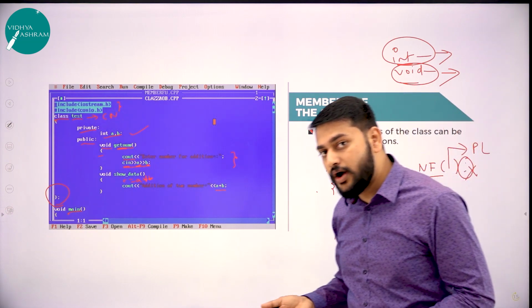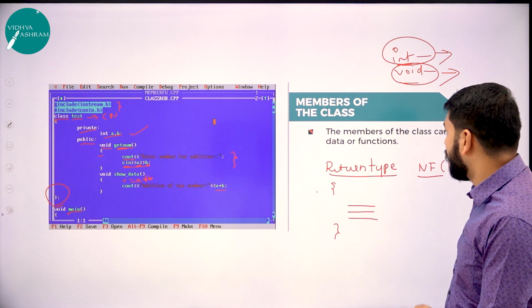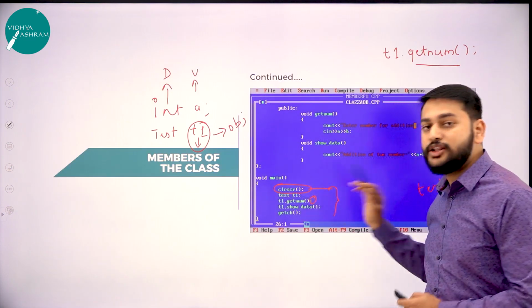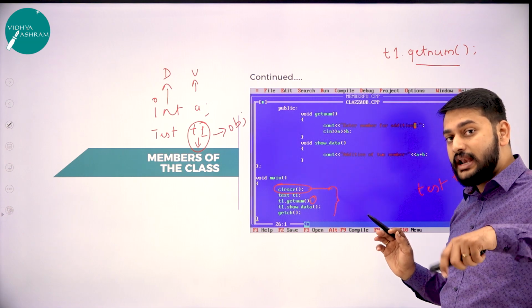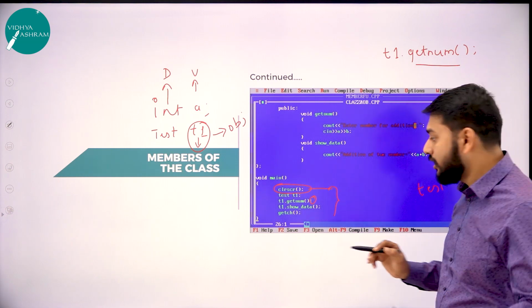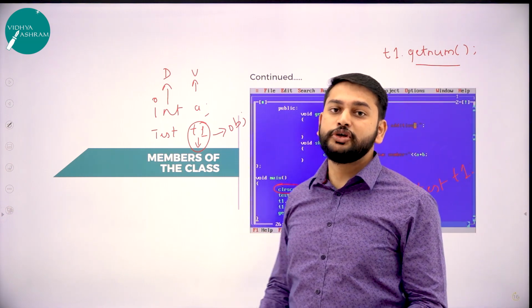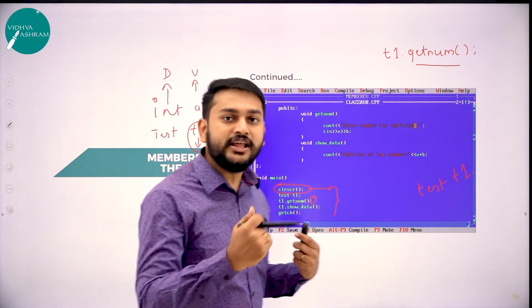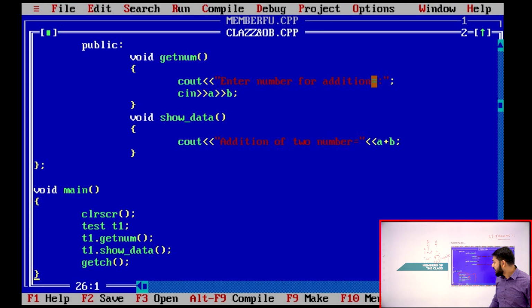So what will happen now? The execution of the program happens like this. First it will clear the screen, then it will create the object. Then the next statement to be executed reads the values from the user. This function will be called. Then once you read the inputs from the user, after that, sir, this function will be called. What is this function?